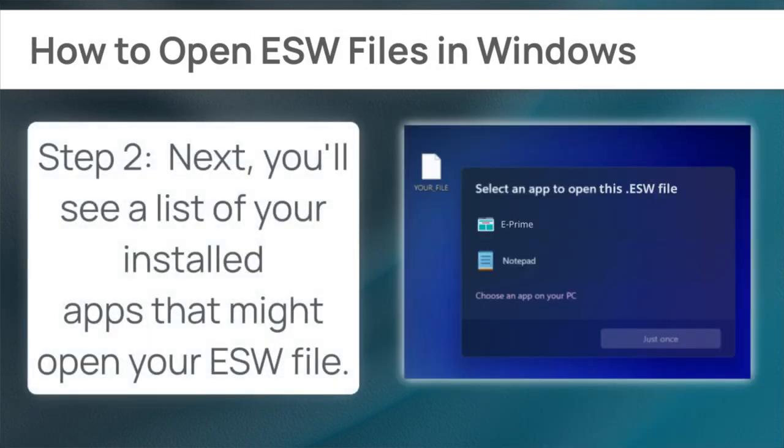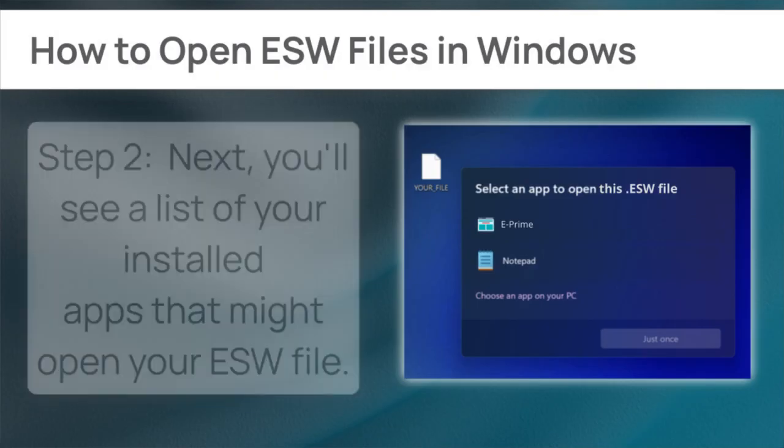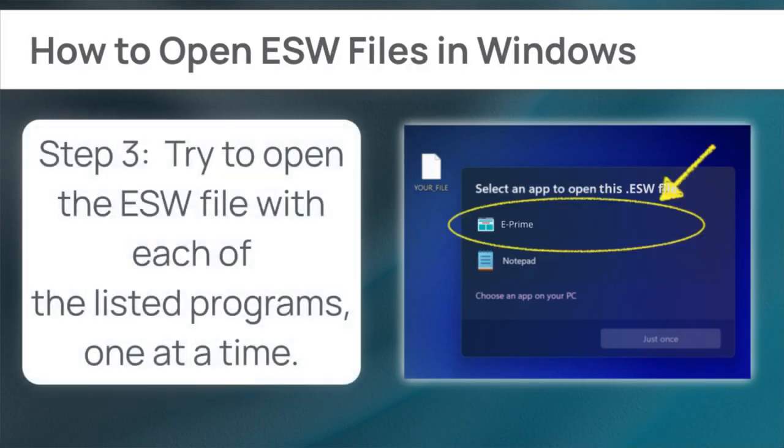Right-click the ESW file and click Open With. Test E-Prime first. If it's unavailable, choose another program. The correct tool is key.